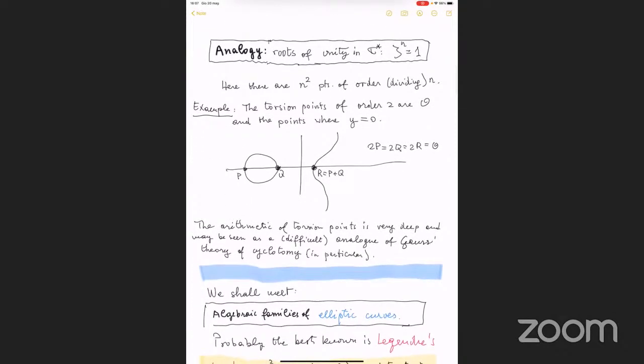As an example, the torsion points of order 2, so those points whose double makes the origin, are just obtained as the intersection of the curve with the x-axis. This is easy to check using the above geometrical description. The arithmetic of these torsion points is very deep and may be seen as a difficult analog of Gauss' theory of cyclotomy, which was already very deep, especially in the times of Gauss, but still is far from trivial.